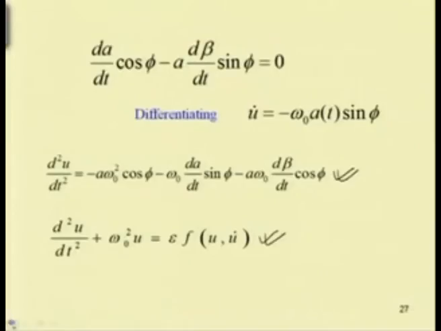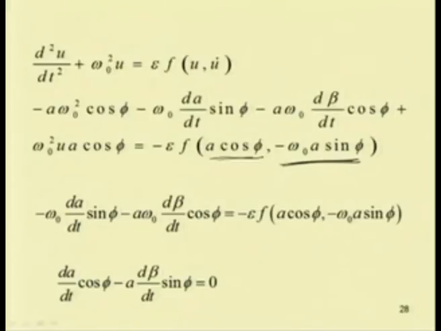one can write d square u by dt square equal to minus a omega 0 square cos phi minus omega 0 dA/dt sin phi minus a omega 0 dβ/dt cos phi, plus omega 0 square a cos phi, equal to minus epsilon f. So, for u we have substituted a cos phi, and for u dot we have substituted minus omega 0 a sin phi. This is the point to be noted.